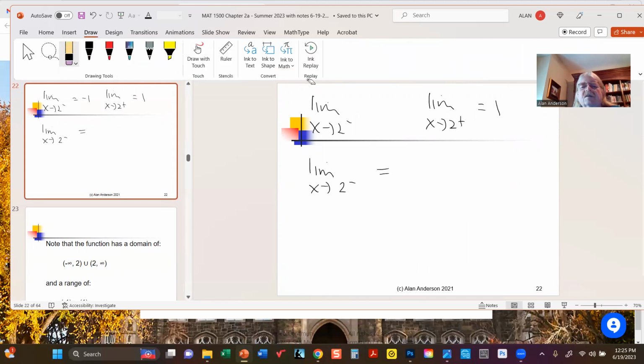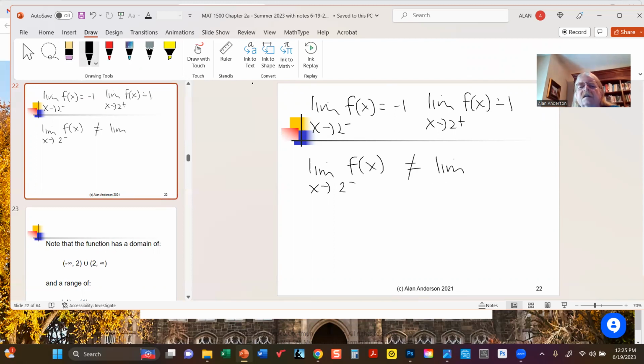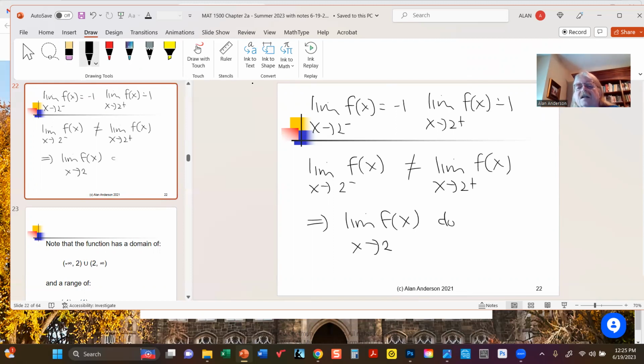Actually, let me clean this up a little bit. I want it to be as neat as possible. So the limit as x approaches 2 from the left is not equal to the limit as it approaches from the right, which implies that the two-sided limit does not exist or is undefined.